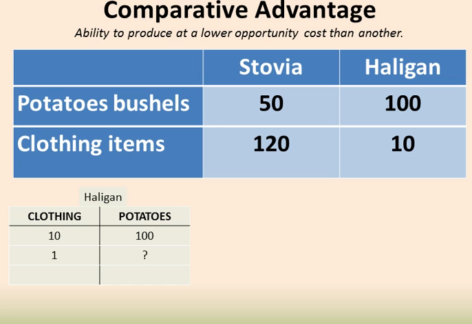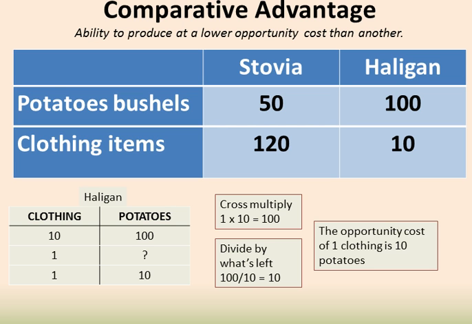And then we look at Halligan again, and we see that they can produce 10 clothing or 100 potatoes, same as we had before. We cross multiply and we divide, and we discover that the cost of 1 unit of clothing for Halligan is 10 potatoes. So the opportunity cost for 1 clothing is 10 potatoes. Now we want to put this information together so that we can compare it, now that we've calculated all that out.